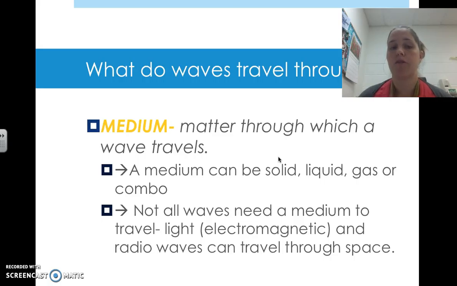So what do waves travel through? So a medium. A medium is matter through which a wave travels. So anytime I talk about the medium of a wave, I'm talking about what is it traveling through. A medium can be solid, liquid, or gas, or a combination of them. And not all waves need a medium to travel. For example, light, electromagnetic waves, and radio waves can travel through space. Okay, so they don't necessarily need a medium.